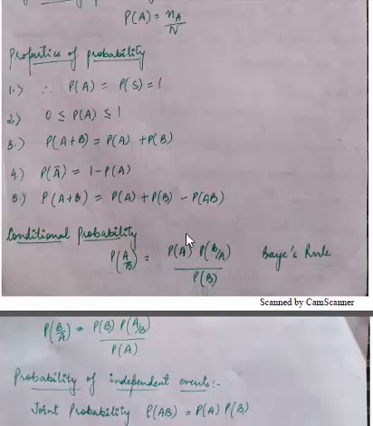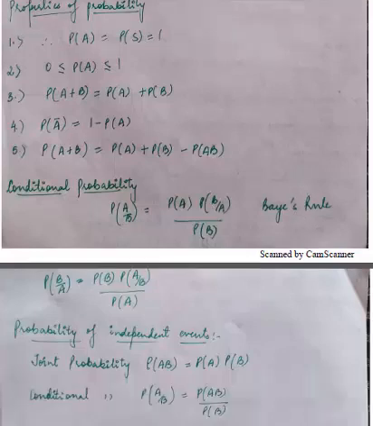Now this probability of B by A is the probability of B when it is known that event A has occurred. This is also called Bayes rule. The other formula is: probability of B by A is equal to probability of B into probability of A by B, whole divided by probability of A. Then next is probability of independent events.